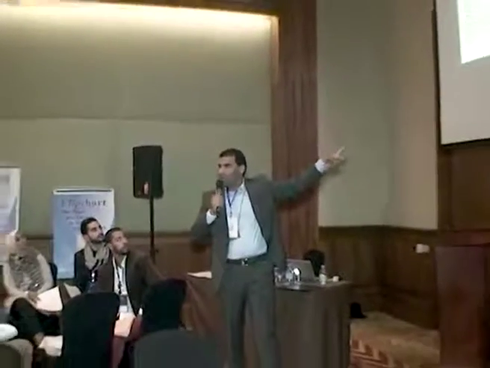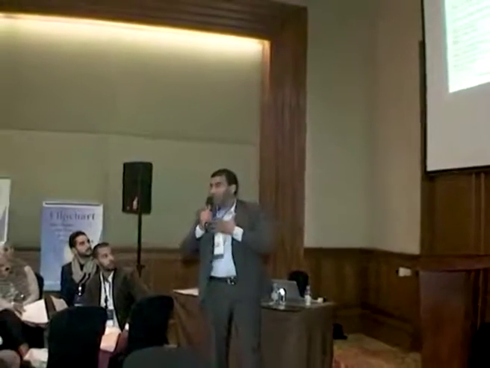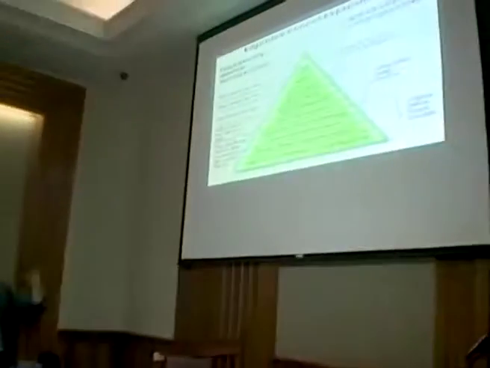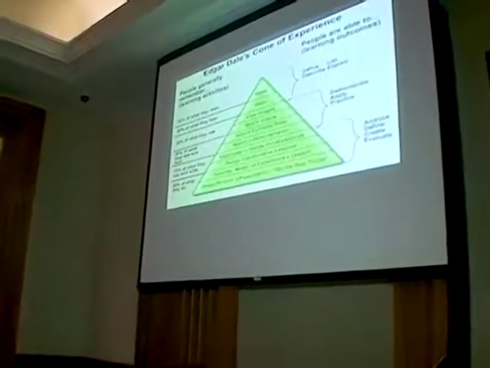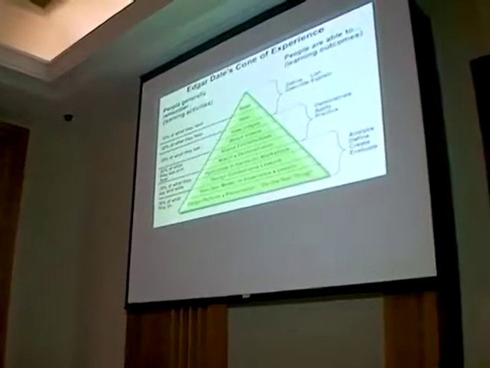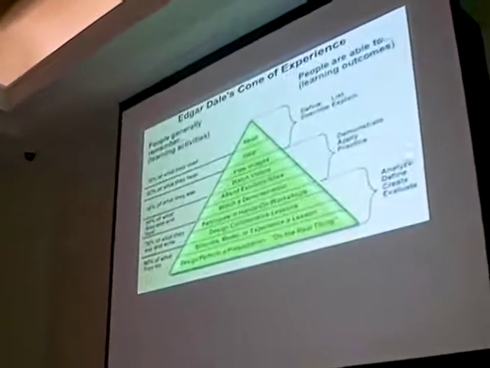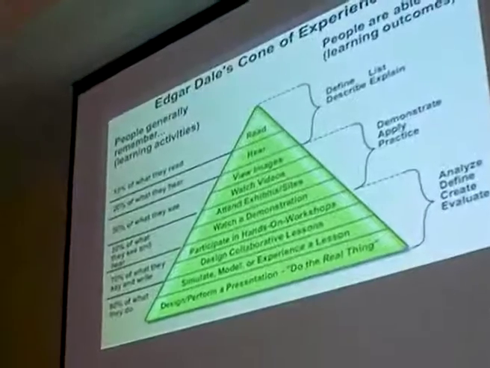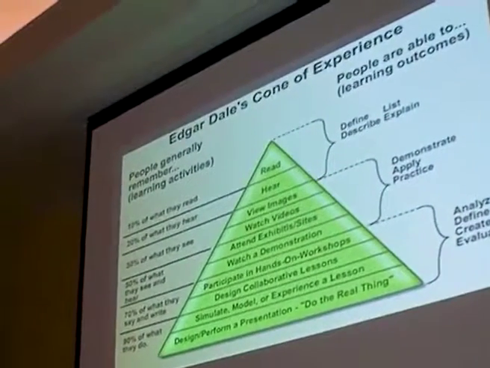My second answer has to do with research, e-learning, or learner research. So what does research say? Now look at this pyramid. People generally remember, look at the bottom of the pyramid, 90% of what we do. And then, what about the learning outcome?